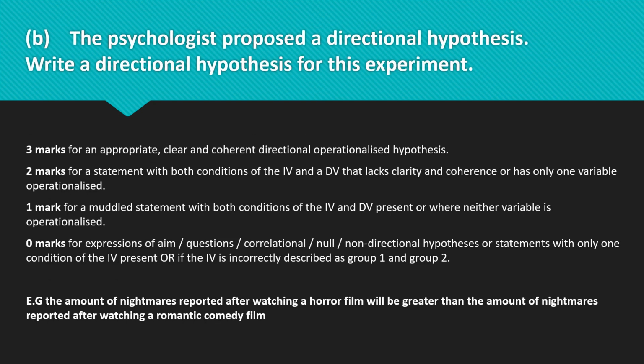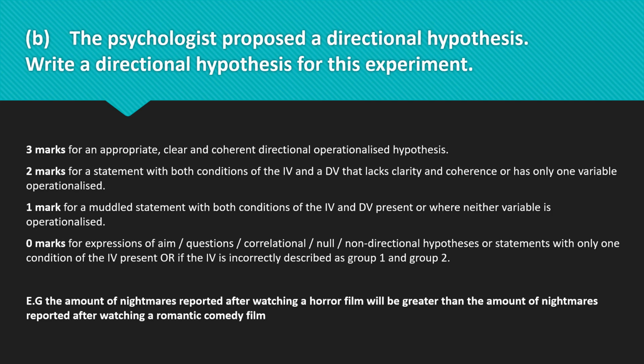Next question then. B. The psychologist proposed a directional hypothesis. Write a directional hypothesis. So for 3 marks you have to have fully operationalised the hypothesis. And you can see the breakdown for 3, 2 and 1 mark. An example is there at the bottom of the screen. So the amount of nightmares reported after watching a horror film will be greater than the amount of nightmares reported after watching a romantic comedy film.